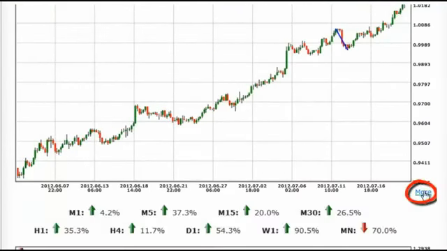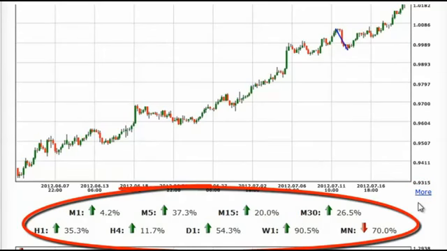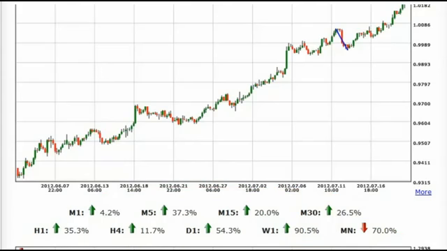If you click on More in this corner, you'll see a quick overview of the same pair on the other timeframes. In this case, most of the arrows are showing upward movement, which is a good confirmation.